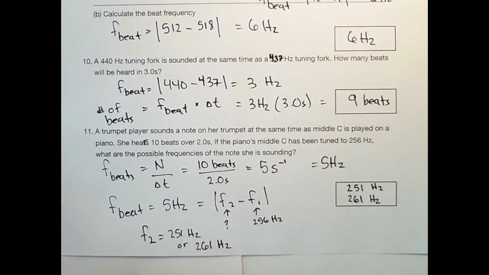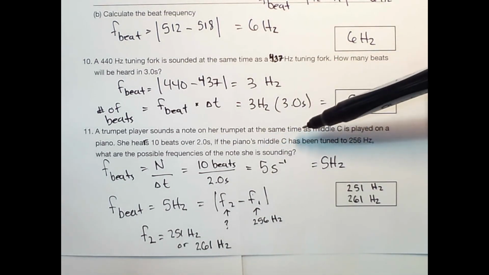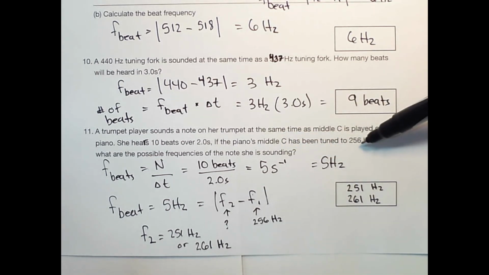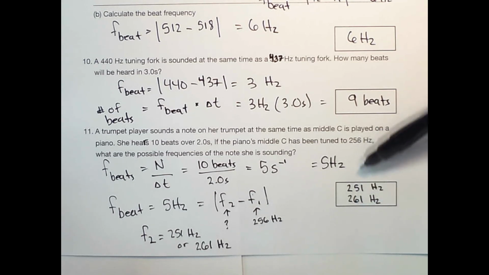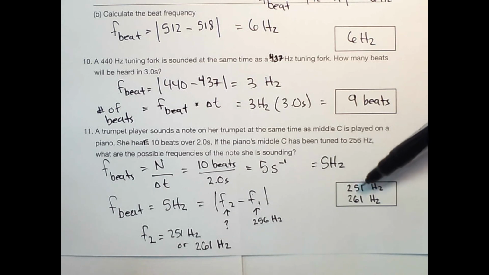And the way that you would pick between the 2 of them would be to adjust the frequency higher slightly if you can. If the beat frequency drops, then that means that you went in the right direction, and it would be the higher of the 2. If the beat frequency got faster, so bigger than 5, that means you went the wrong direction, and it would be 251. That's how you would pick.